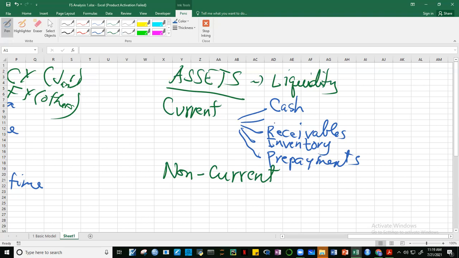And then yan, ito na yung short-term investments, aka marketable securities. Okay, so ito na yung apat na klase ng, 5 klase ng current assets natin.